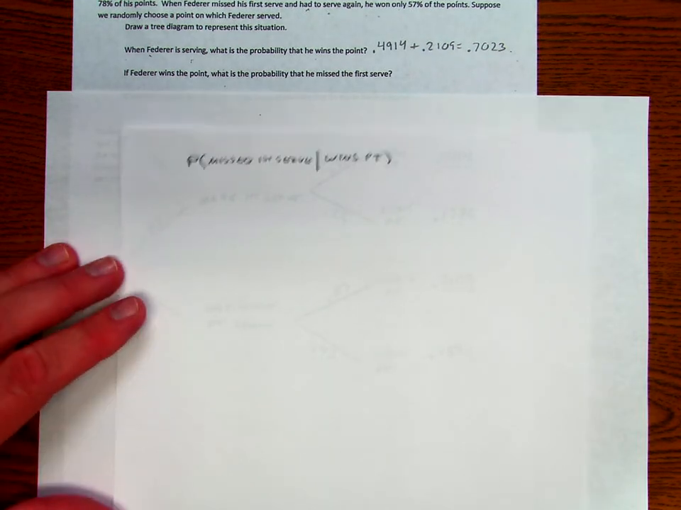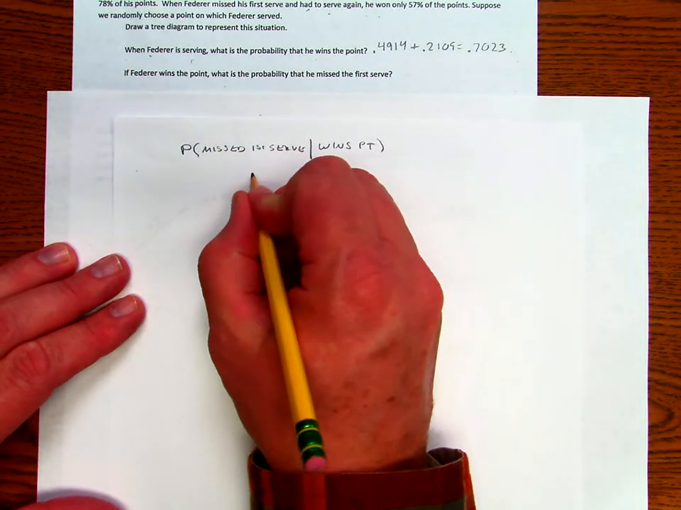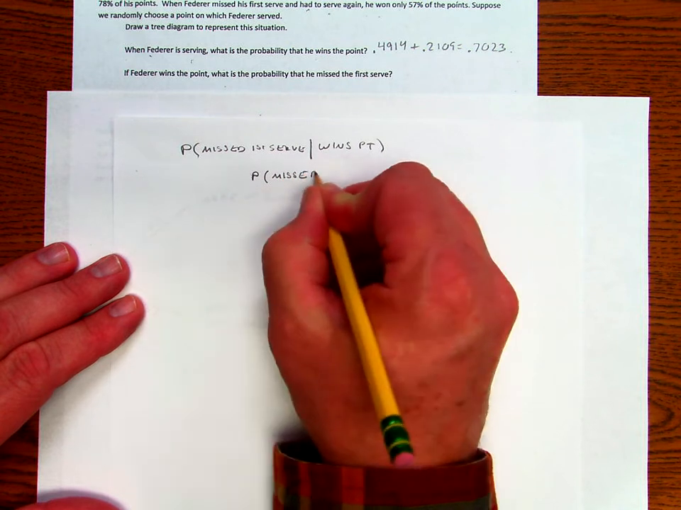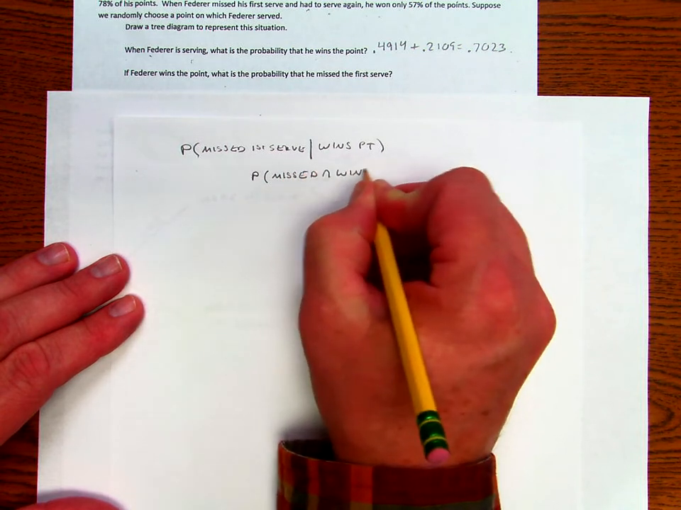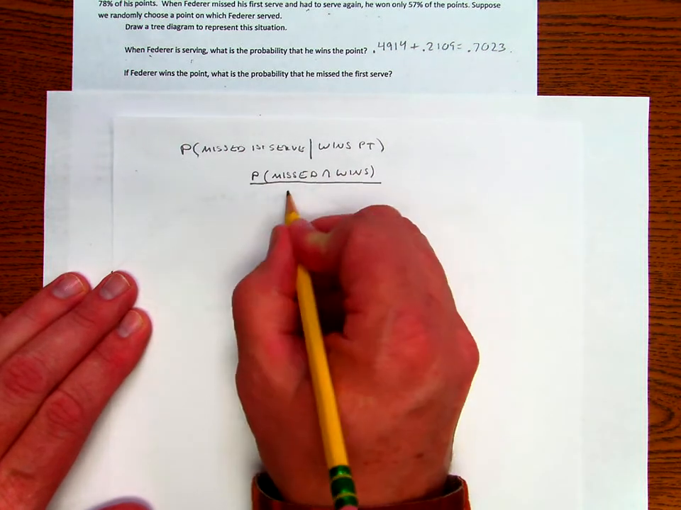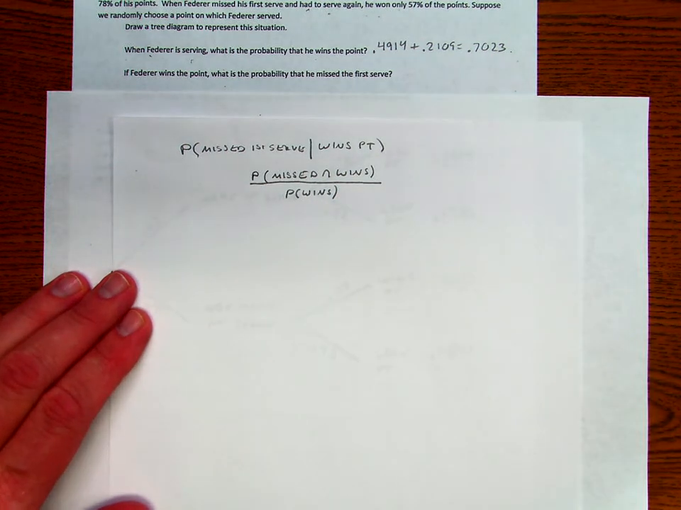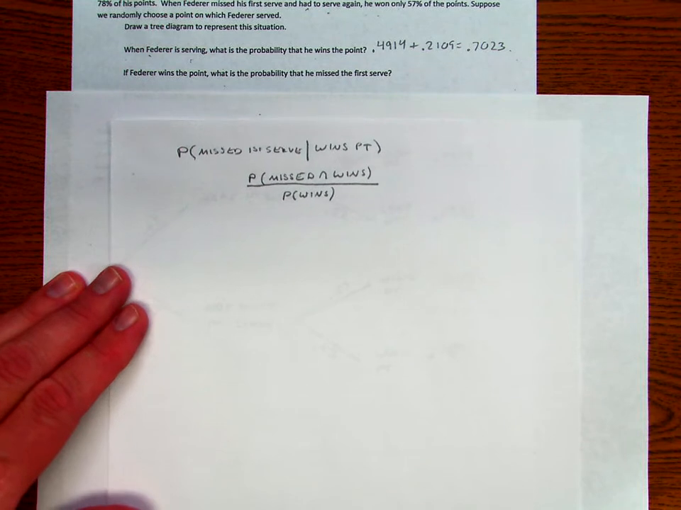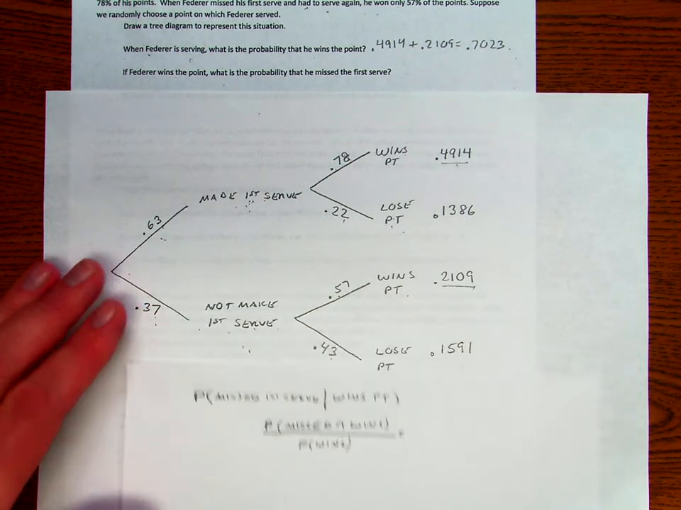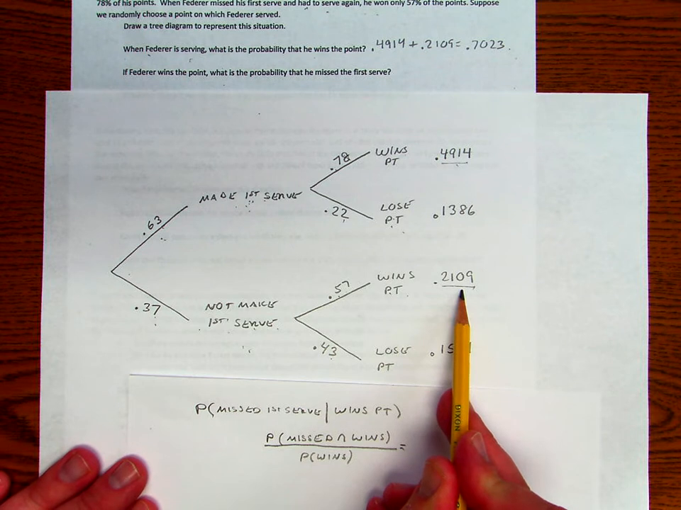All right, so from the formula, we know that the top of the fraction is going to be the probability that he missed and wins, and then divided by wins. And that's just straightforward directly from the formula. All right, so he missed and wins. Okay, missed and wins, we've already calculated that. That's 0.2109.